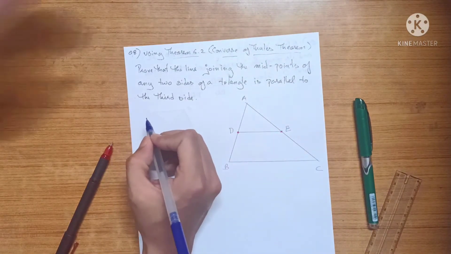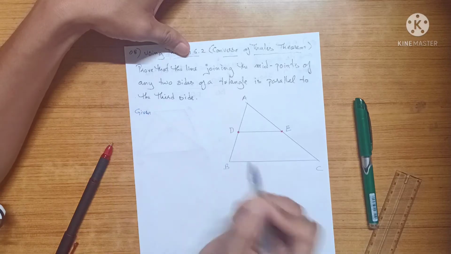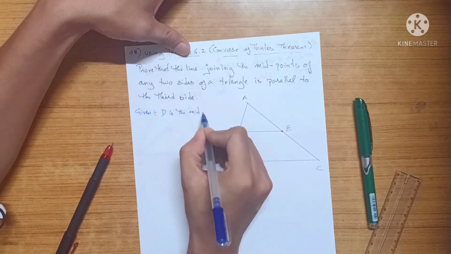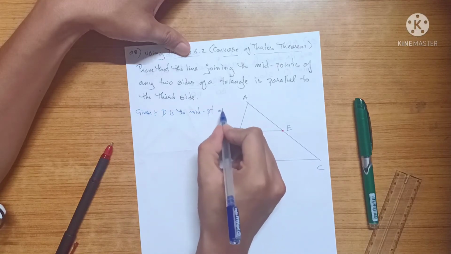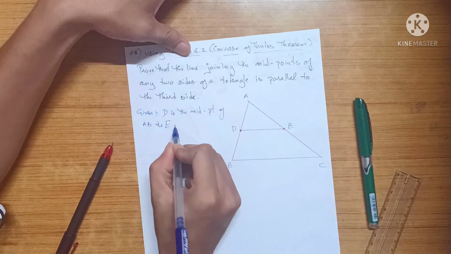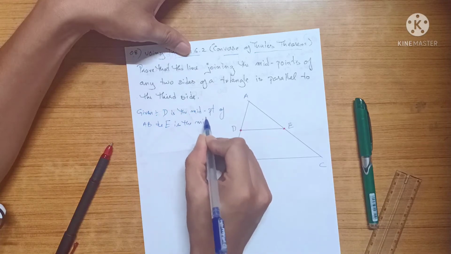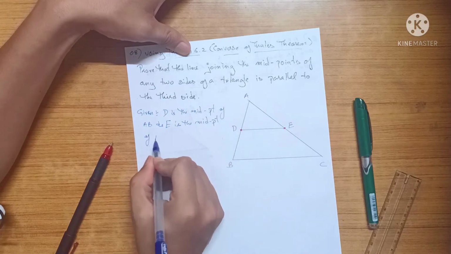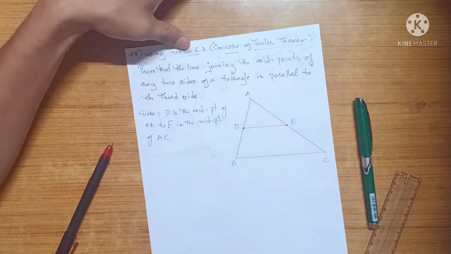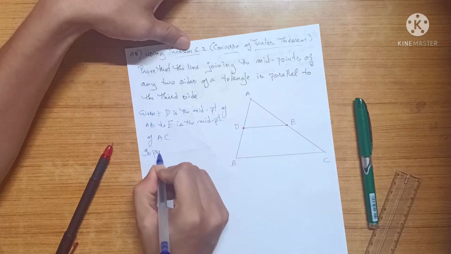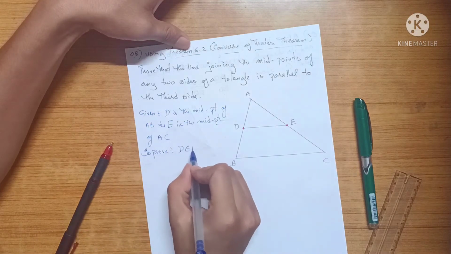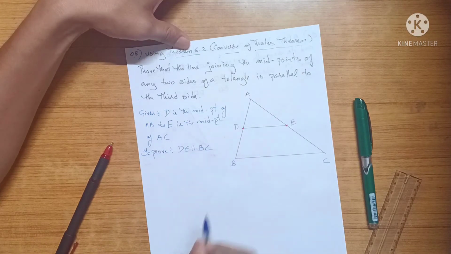So what is given in the question? Given: D is the midpoint of AB, and E is the midpoint of AC. To prove: we have to prove that DE is parallel to BC.